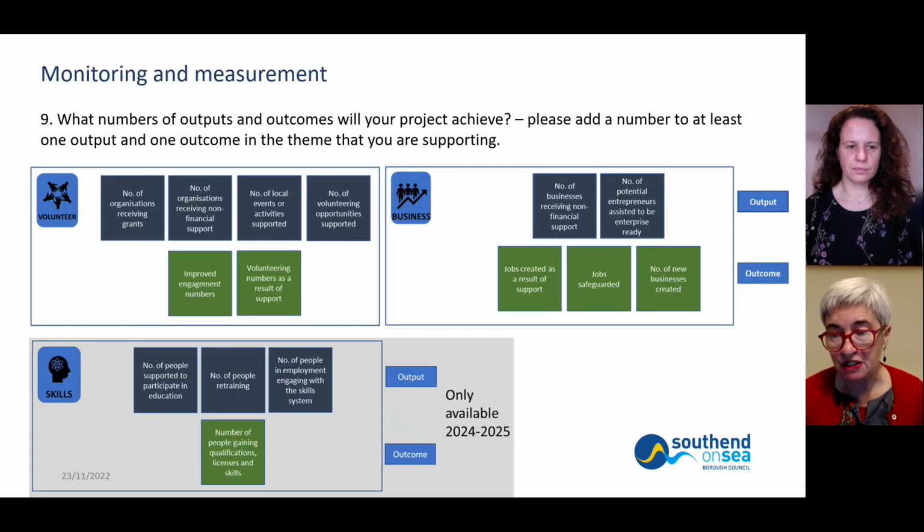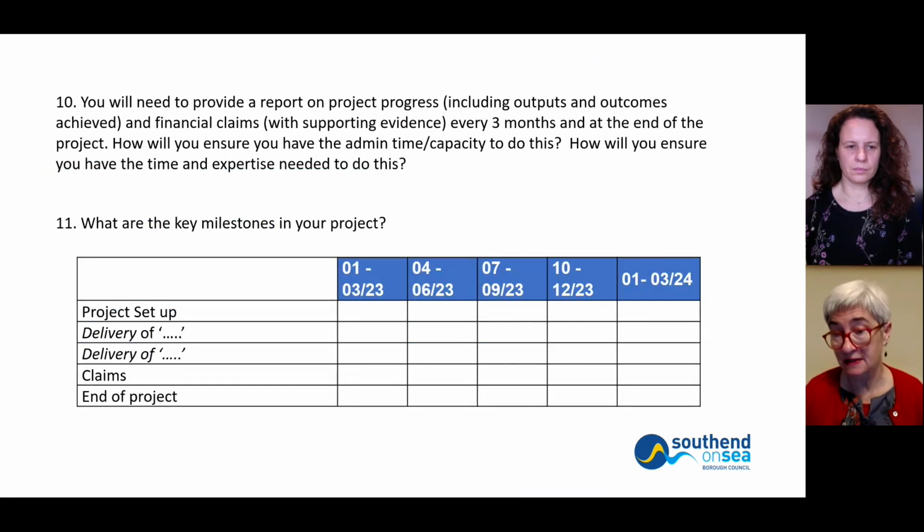When you're thinking about the project and the time that it will take to deliver, please do remember that you will need to think about the outputs and outcomes, and you need to put in the numbers that you think you will achieve. And these will form part of the monitoring system that will be undertaken. So each quarter, you will be asked to update on your outputs and outcomes, as well as your financial performance, your financial claims. And at the end of the project, there will be a final summary report.